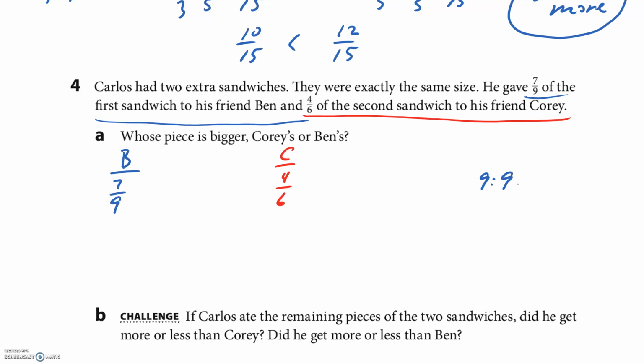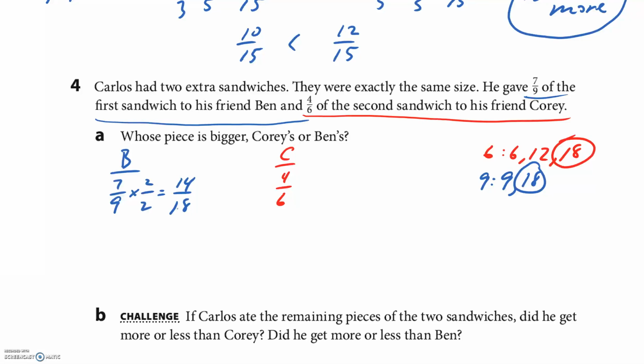9ths are 9. 6 doesn't go in that. 18. I'm sure that 6 goes in 18. So let's do our 6s. 6 times 2 is 12, and then 18 is the third multiple. So I'll circle this too. So let's change our 9ths. It's the second multiple of 9, so it's 2 over 2 equals 14/18. So Ben got 14/18 of a sandwich.